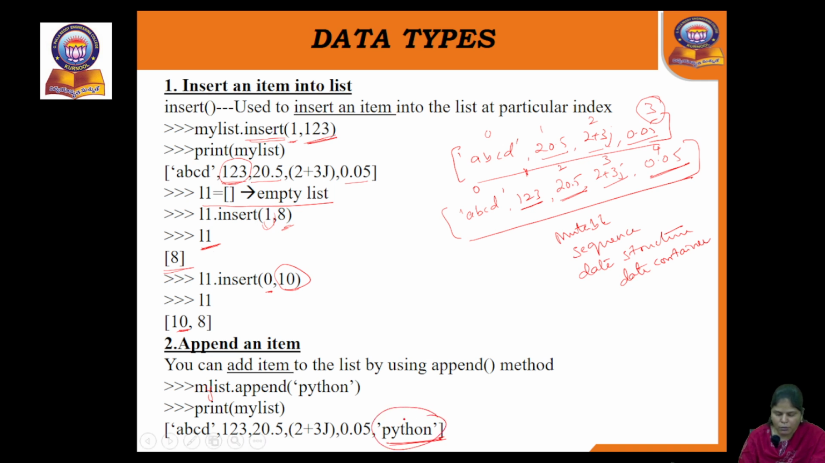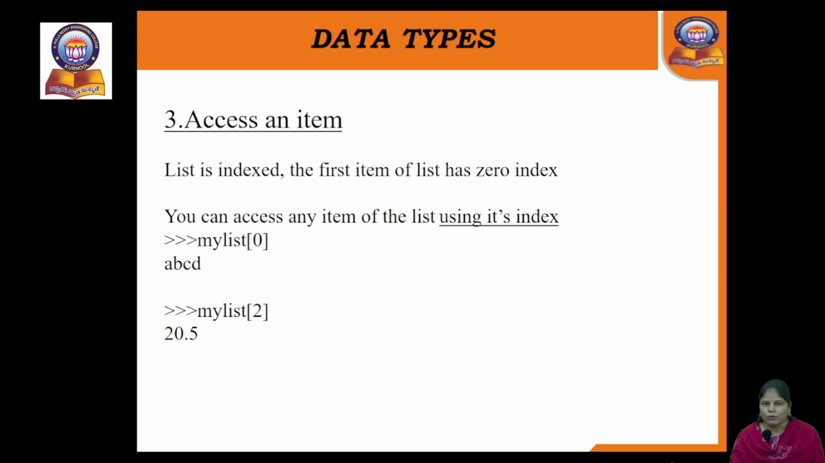Here we don't mention any index value, you just mention whatever value you want to append to the list. It will be appended to the last position of the list, right? So these two are mainly used for inserting or adding an item to the list. If you want to access an element in a list, you will use some index value and then you can access it.